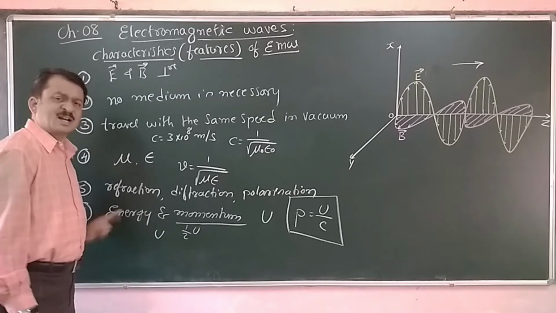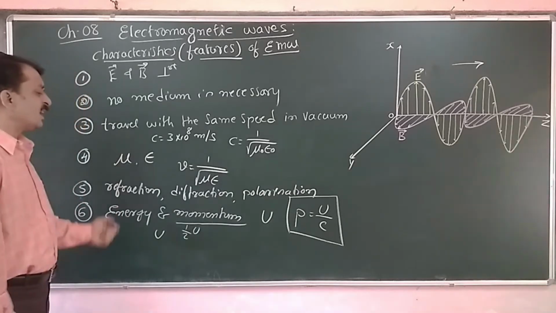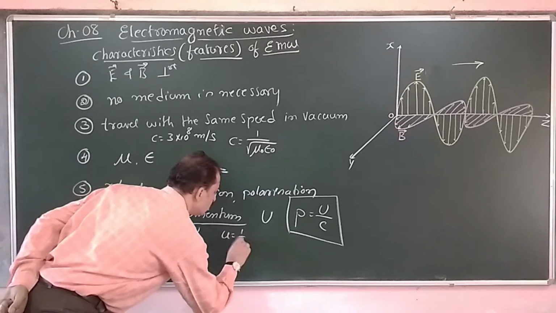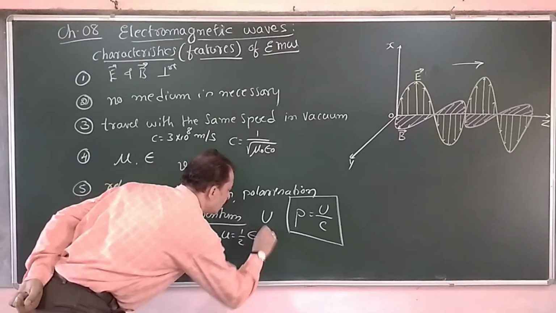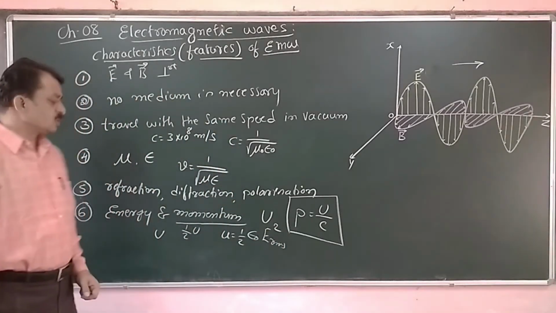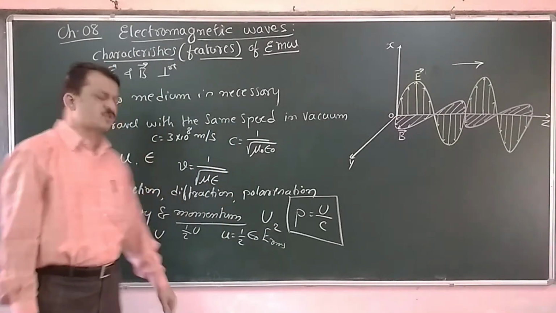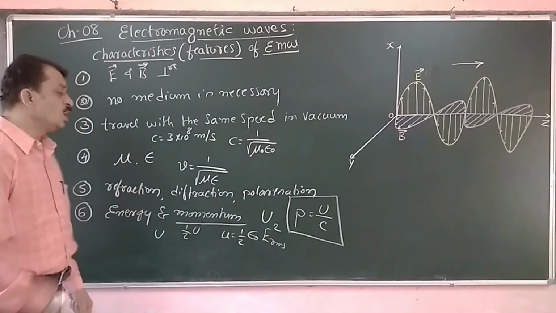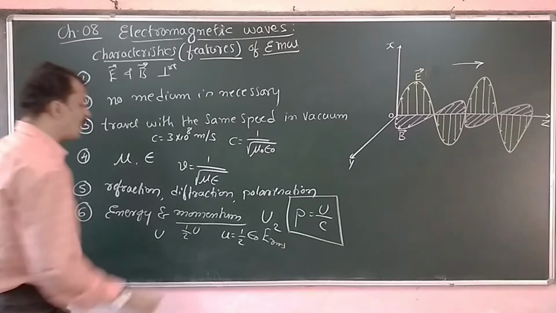We know that earlier the electric energy is given by U equal to half epsilon naught E RMS whole square. This is the electrical energy that we have studied, the electrical energy density, energy per unit volume. Similarly, we have magnetic energy.